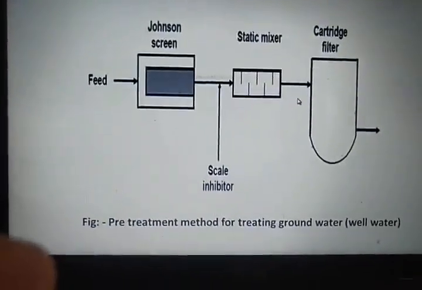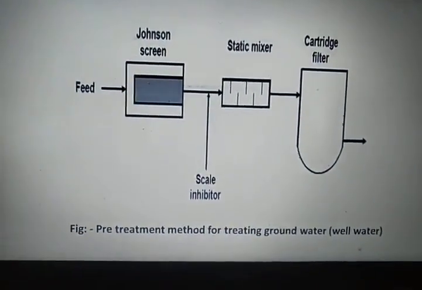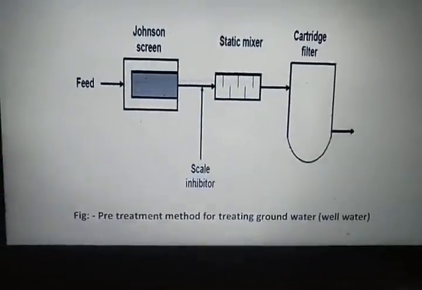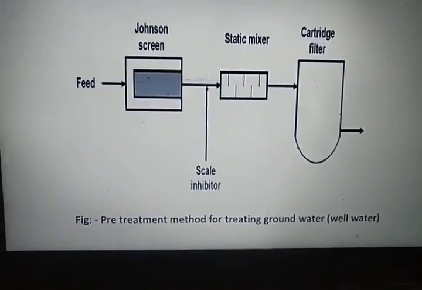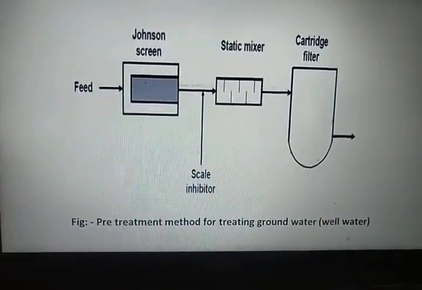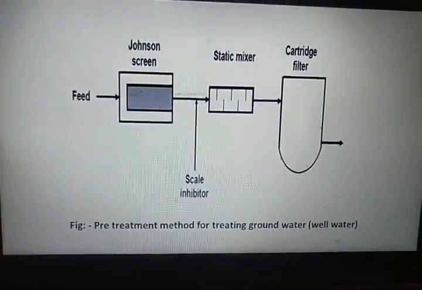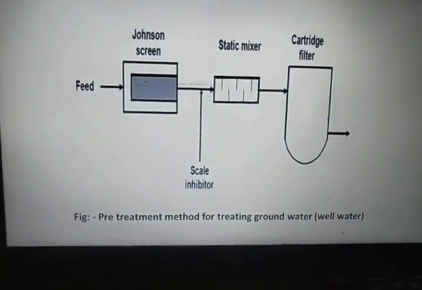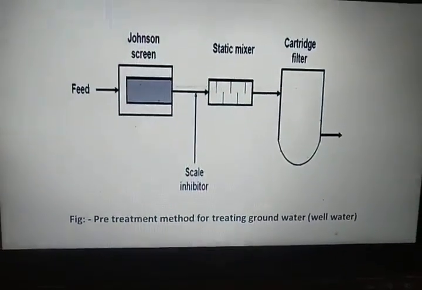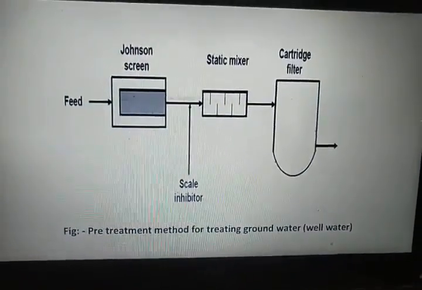And this is the pre-treatment method for treating the groundwater or well water. Note that I have put this information in this module 4, whereas we can also have the other treatment methods we have discussed in module 3, that is activated carbon method, flocculation, biofiltration, coagulation, clarification, and these are the particular methods for treating groundwater and surface waters, and this is one such example for pre-treatment for treating the groundwater.